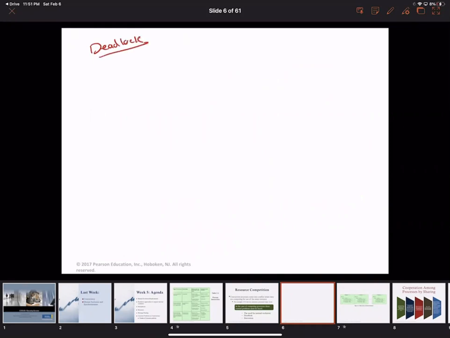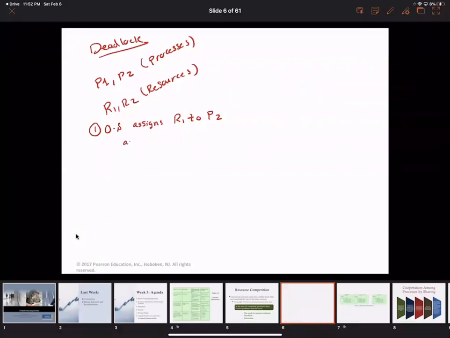Now, consider two processes, process one and process two, and two resources, resource one and resource two. And then suppose that each process needs access to both resources in order to perform part of its function. Then it is possible to have the following situation. Number one, the operating system will assign resource one to process two and resource two to process one.